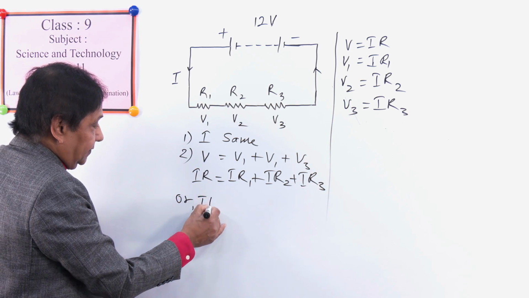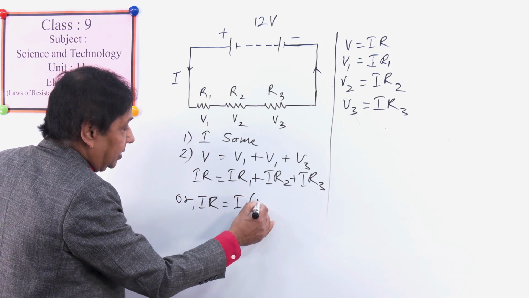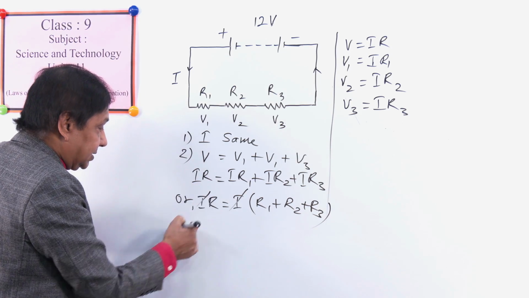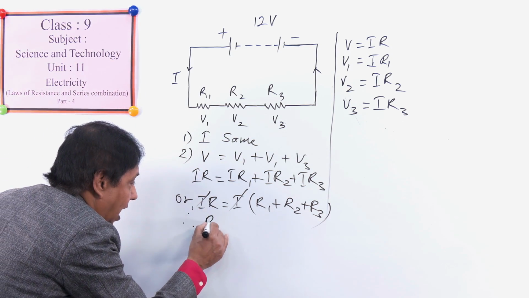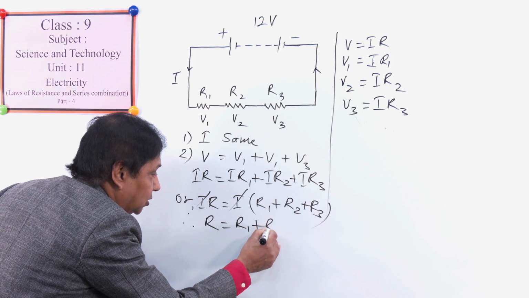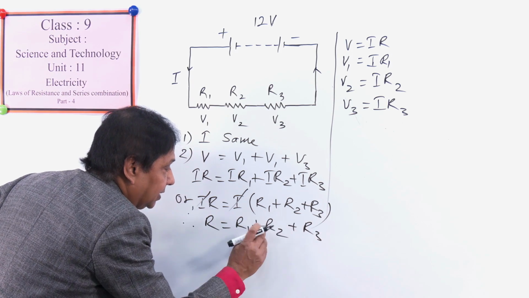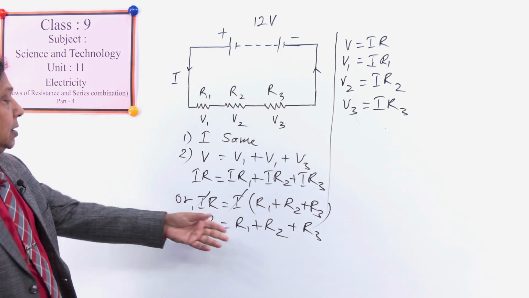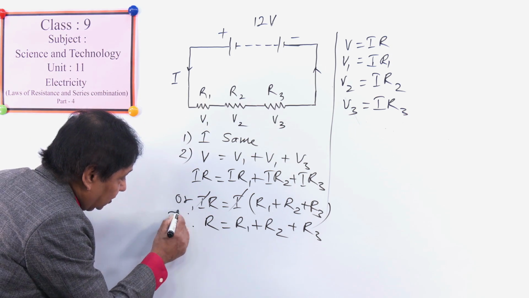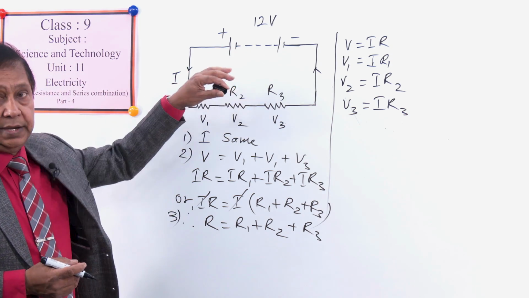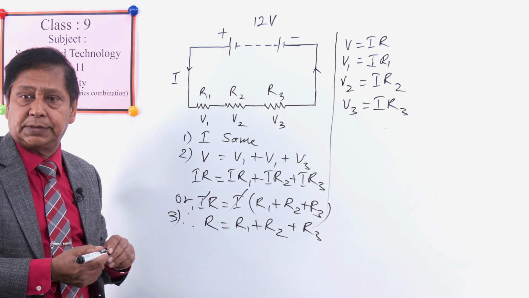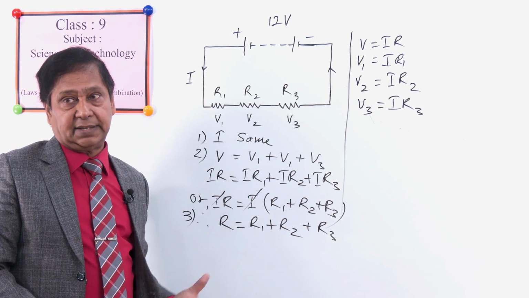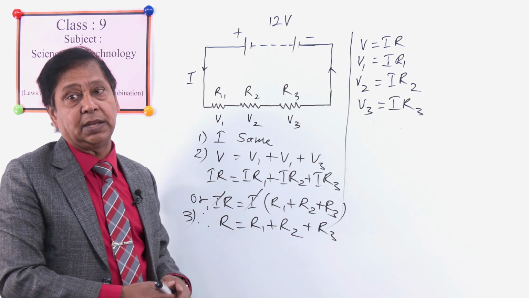We can take I as common here: R1 plus R2 plus R3, and if I is cancelled, then we'll get R equal to R1 plus R2 plus R3. If there are other resistors, that can be R4, R5 also. What is the conclusion? This is the third conclusion. In the series combination of resistors, total resistance is equal to the sum of the resistance of each resistor. This conclusion can be written this way.